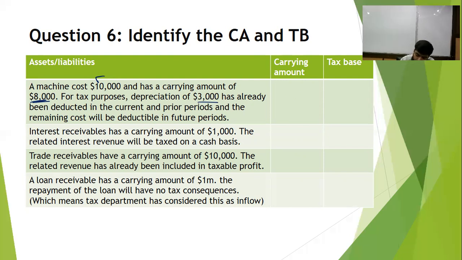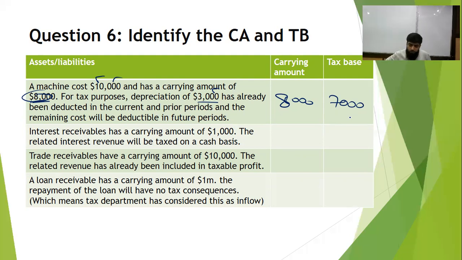Now the carrying amount is already given in the question, that is 8,000. And the tax base will be: 10,000 is the cost, tax depreciation is 3,000, so the tax base would be 7,000. Most of the time, the examiner asks you to identify the carrying amount and the tax base of assets and liabilities. For this asset, we identified the carrying amount as 8,000 and the tax base as 7,000.